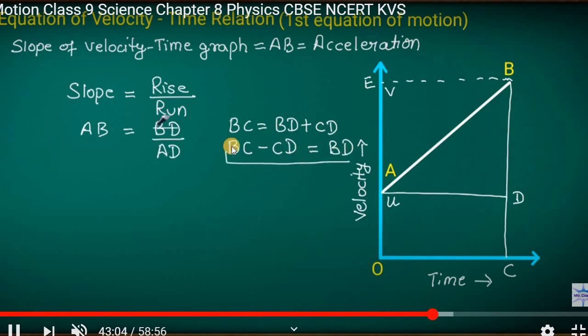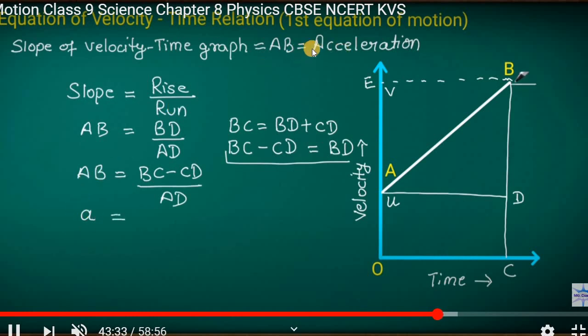Now we keep this value in the form of BD. So we can write AB is equal to, instead of BD we can write BC minus CD. So we write BC minus CD divided by AD as it is. Now AB, which denotes the acceleration, we can write as A.